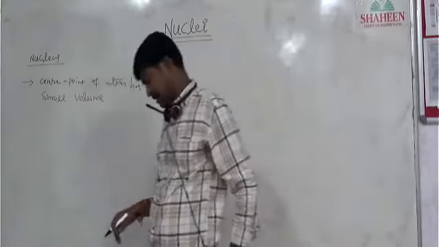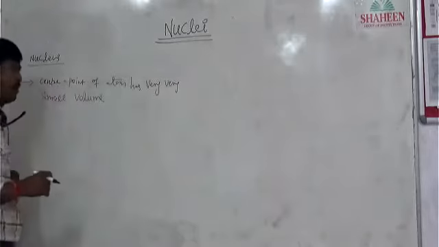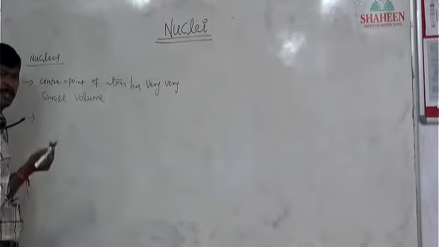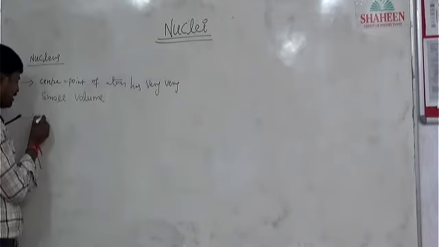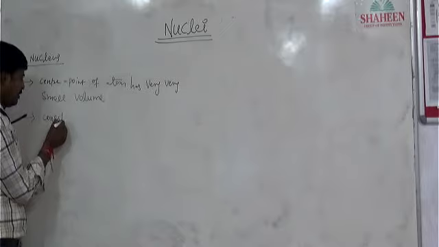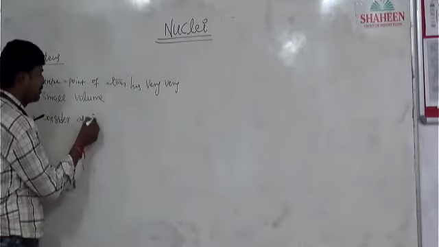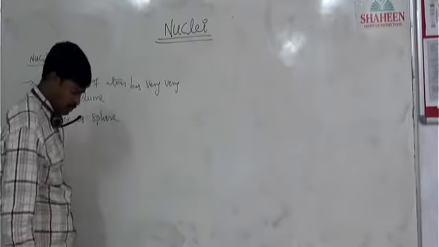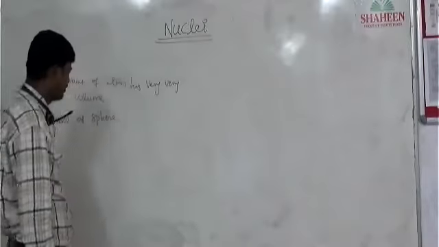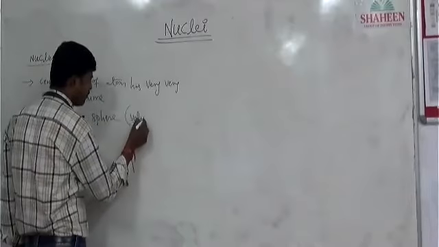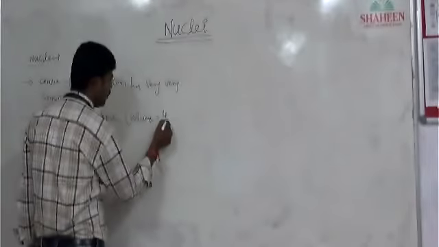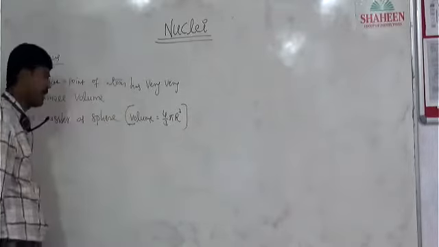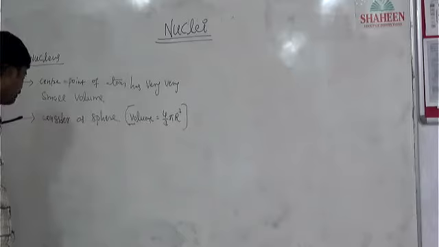Next. So this center part has very small area, small volume. Generally, we consider the nucleus a spherical body only, a sphere. Right? So the sphere we know, the volume of a sphere is 4 by 3 pi r cube, where r is the radius of the sphere, nothing but the radius of the nucleus we call.